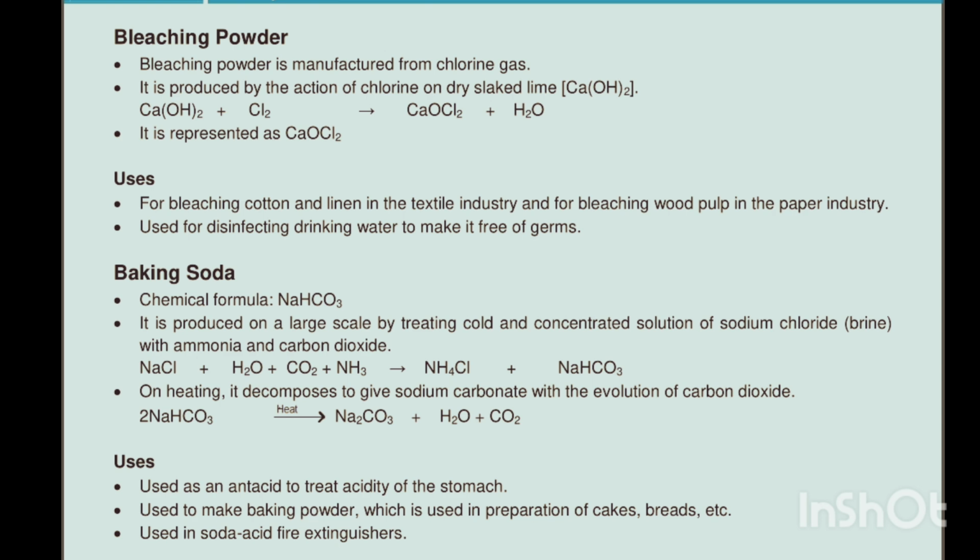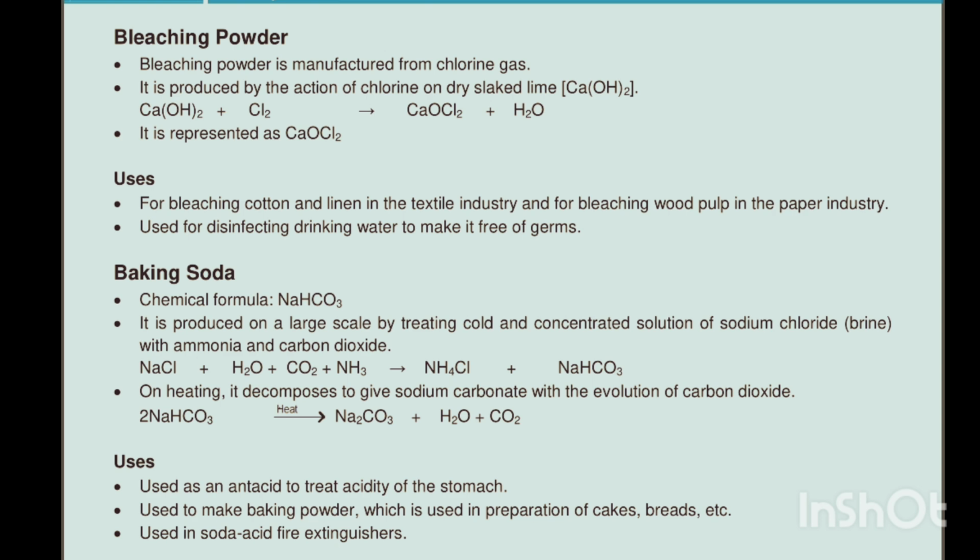So I'll repeat it again. How are we preparing it? We are preparing it on a large scale by using a cold and concentrated solution of sodium chloride. A concentrated solution of sodium chloride is also called brine, which we have learned already in the previous topics. And we are mixing it with ammonia and carbon dioxide. Here we are using sodium chloride, water, carbon dioxide and ammonia to form ammonium chloride plus sodium hydrogen carbonate, that is baking soda.